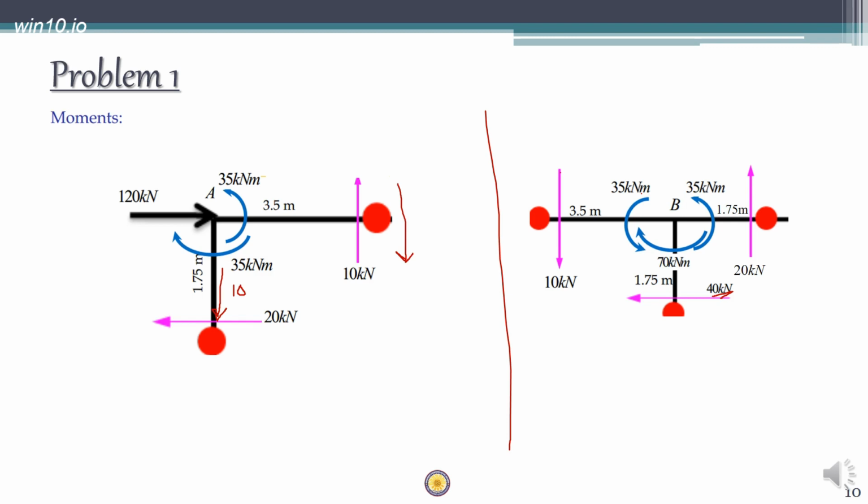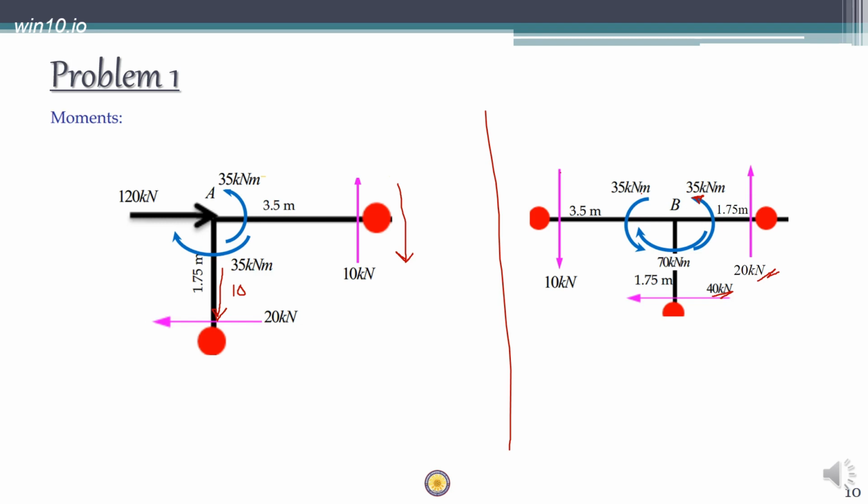In order to maintain that, we have to include a clockwise 35 kN moment at B, which is on the beam BC. So we get this new B moment as 35. Okay, what's the tip about the B moment as 35? You can find what is the vertical shear here. It is nothing but 35 kN divided by 1.75, which is equal to 20 kN.